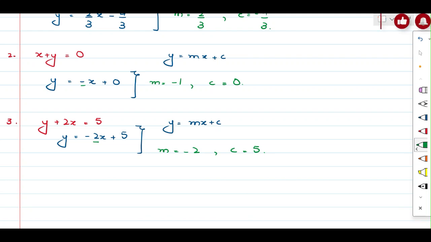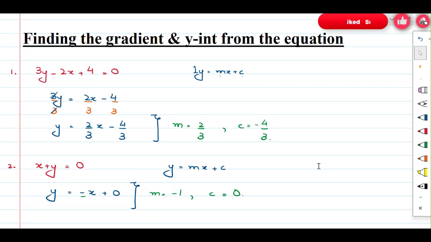Right. So this is a very brief topic, but it's really important to understand how we figure out the gradient and the y-intercept if you are given a straight line that is not in its exact y equals mx plus c form, right? The main key concept is to convert it into y equals mx plus c form. Once you have the equation in y equals mx plus c form, you can easily figure out the m value, the coefficient of x, and the c value, the y-intercept, right?